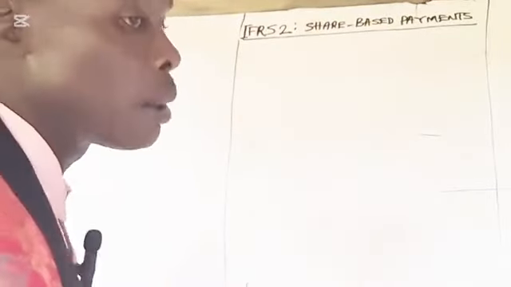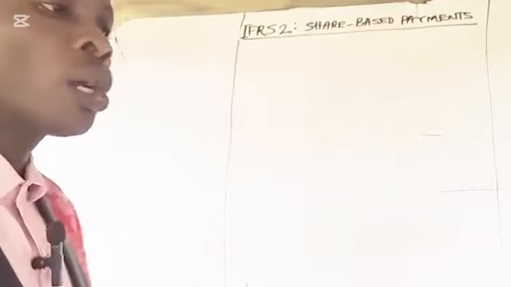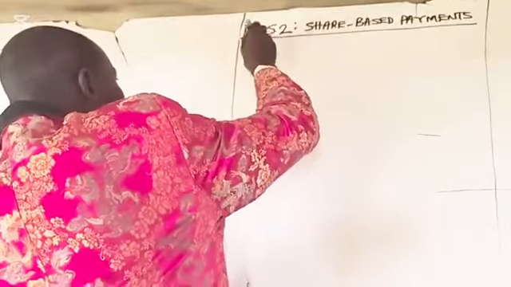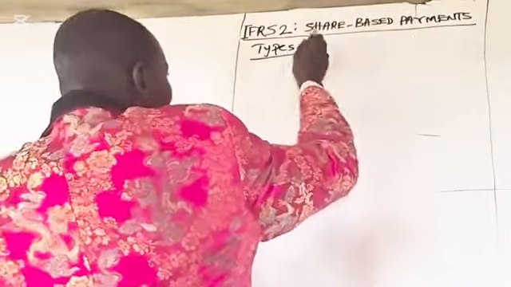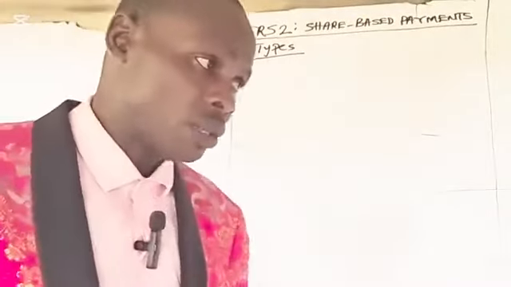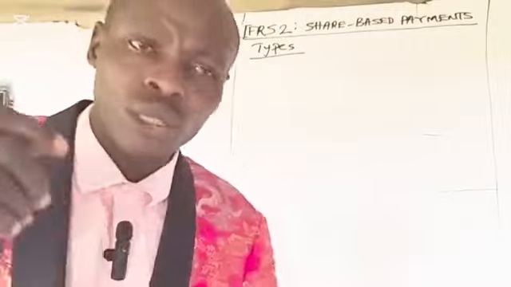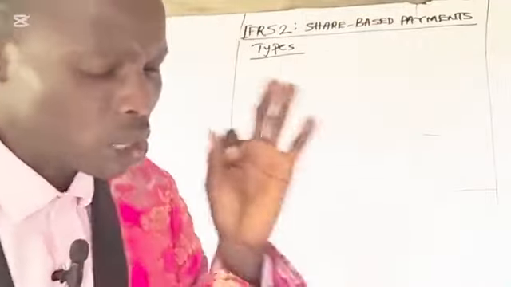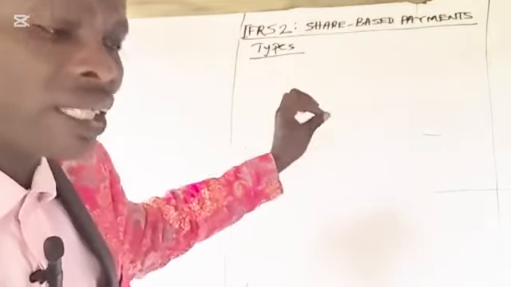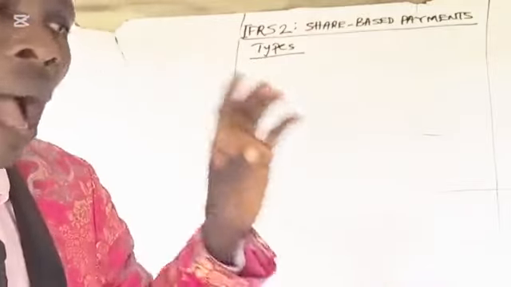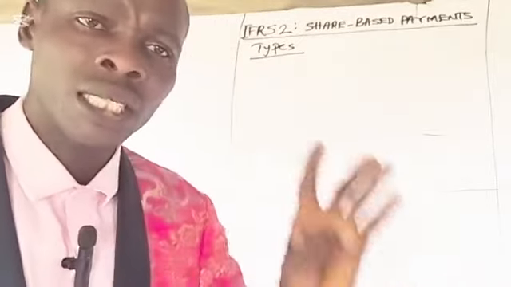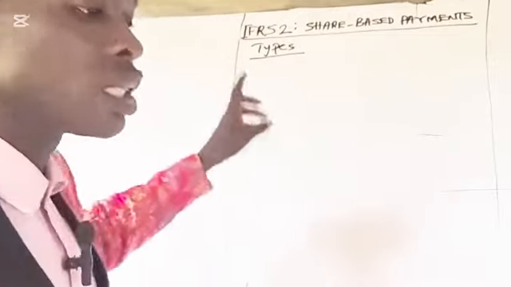That is share-based payment transactions. So, types of share-based payment transactions. Basically, in accordance with IFRS 2, there are three types of share-based payment transaction. Number one is equity settled share-based payment transactions. Number two, we have cash settled share-based payment transactions.